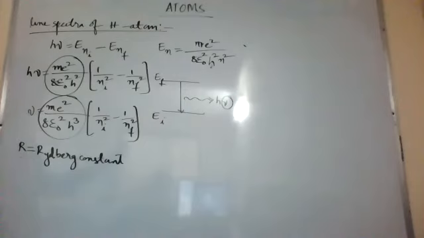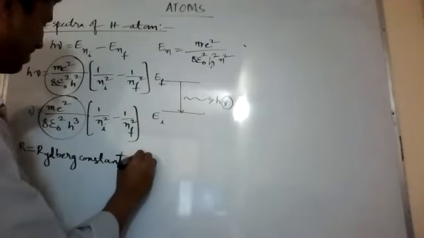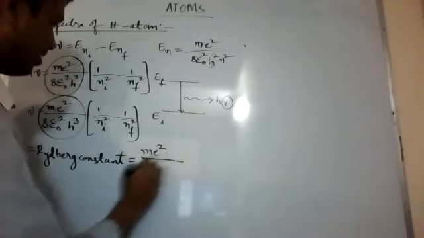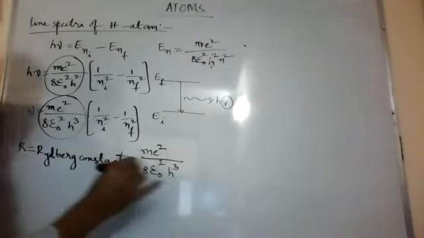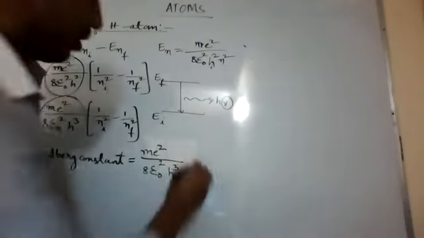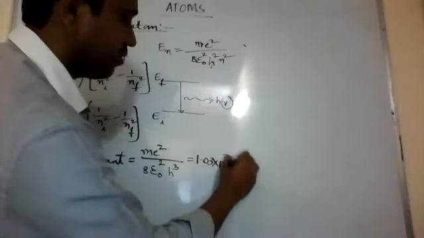Tomorrow you will find out, like that. Okay, very simple. These are the constants. How much did he get that value? He found out that value. It was 1.097 into 10 to the power of 7 per meter. This is the value he found out.